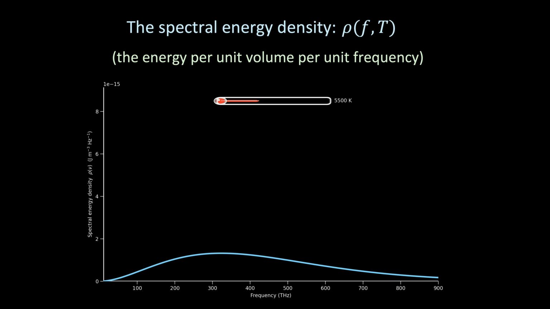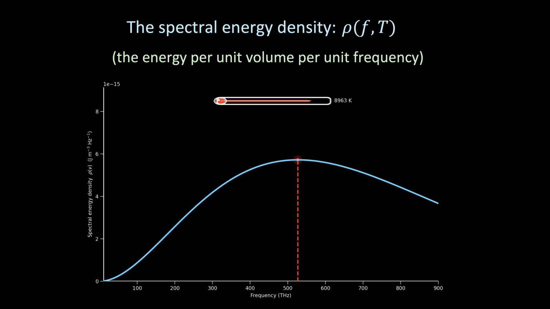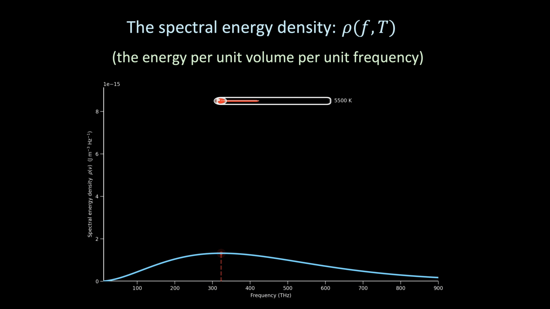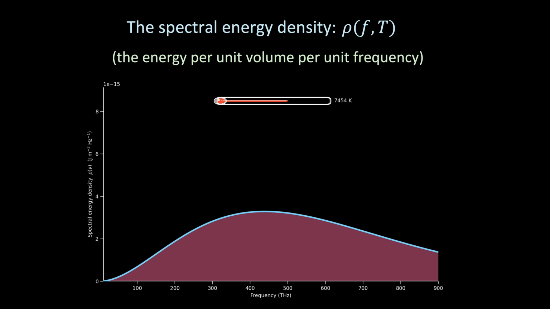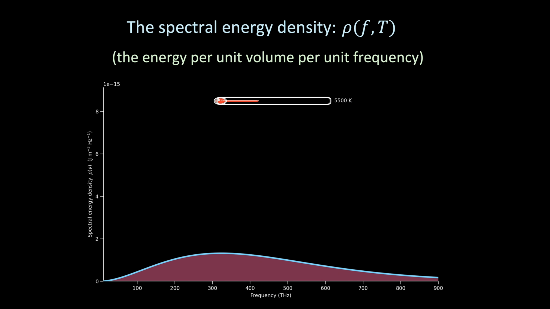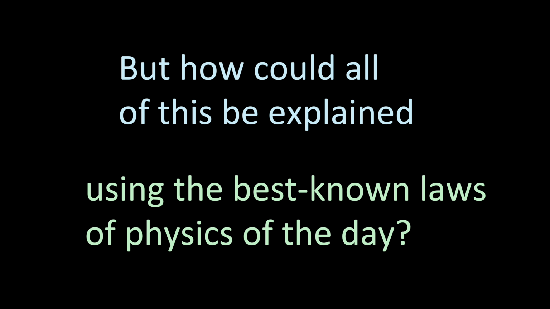It was known that if you increase the temperature, the peak of the curve shifts to higher frequencies, and if you reduce the temperature, the peak shifts to lower frequencies. And furthermore, as temperature increases, the area under the curve increases, signifying an increase in the total energy density. This matches everyday experience. If you put a piece of metal into a hot furnace, it glows first a dull red, then a brighter orange and yellow, and then a brilliant white, as the dominant radiation shifts to higher and higher frequencies. But how could all of this be explained using the best known laws of physics of the day?